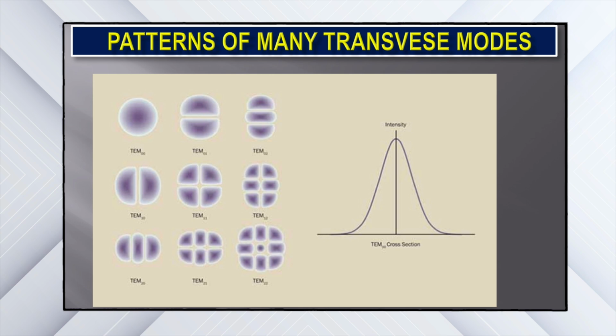The intensity will be falling off as R square. That means at the tail end, it will be very, very small, 1 or 2% only. Most of the light would be concentrated along the axis. That is what is shown in the TEM00.